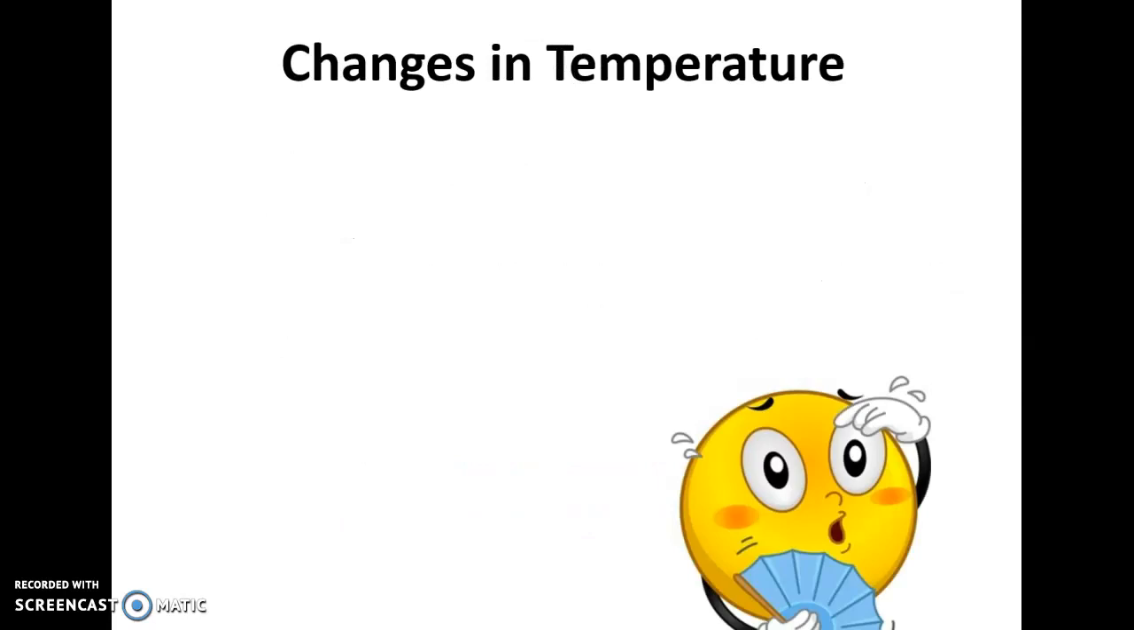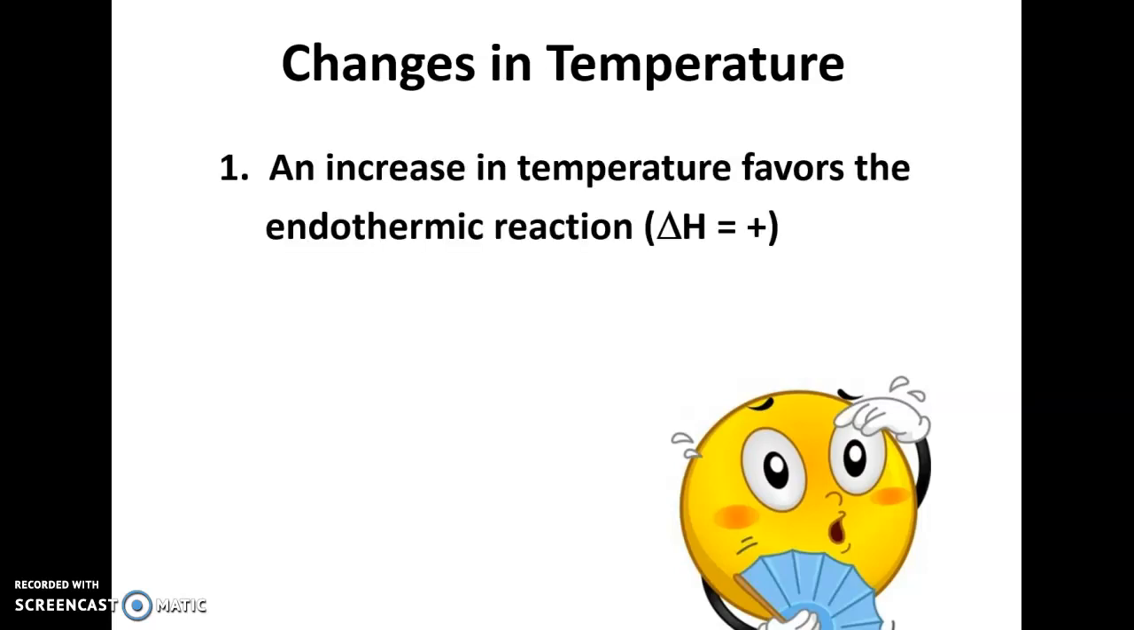Okay, temperature. There's 2 types of reactions that temperature will affect, exothermic and endothermic. So an endothermic reaction favors an increase in temperature because you're adding heat in. So remember, if your delta H in your equation is positive, that means you have an endothermic reaction. And that's going to cause the reaction to shift forward because that's favorable. It's going to make more products.